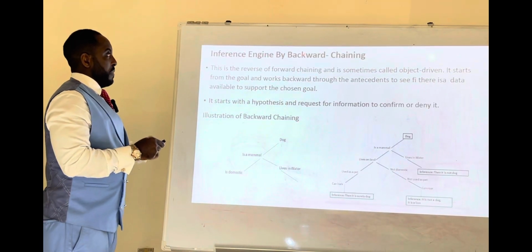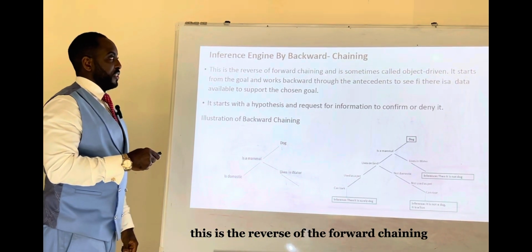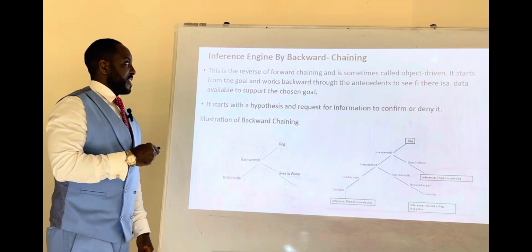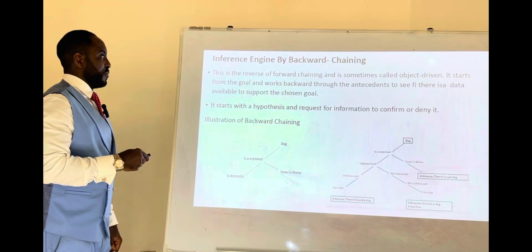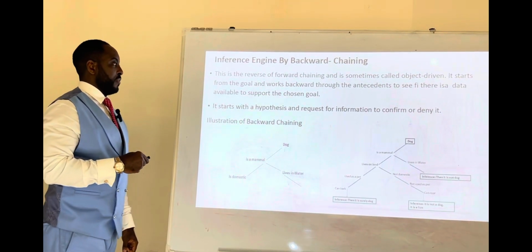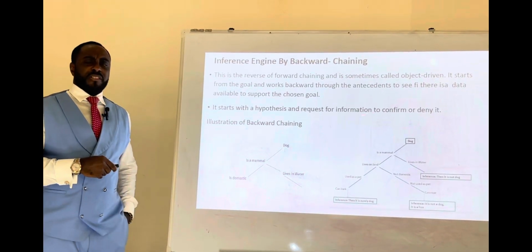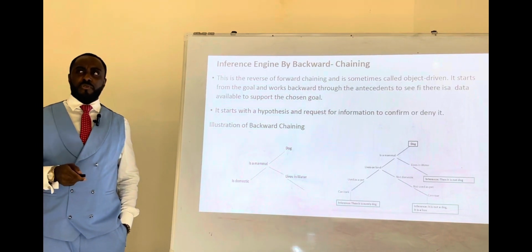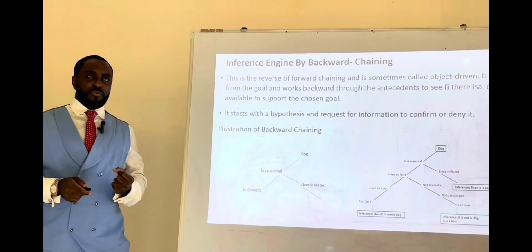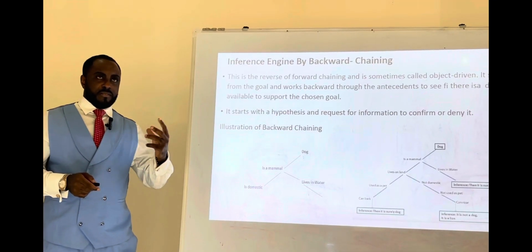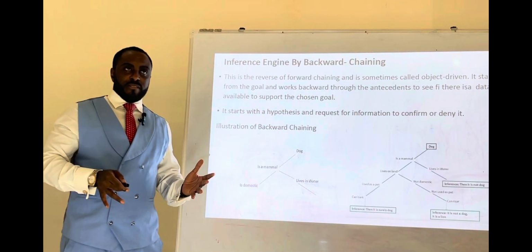Now what about backward chaining? Like I said, it is object driven or goal driven. This is the reverse of forward chaining and is sometimes called object driven. It starts from the goal and works backwards through the antecedents to see if there is data available to support the chosen goal. It starts with a hypothesis and requests information to confirm or deny it. So an illustration: you come around to me and I say, oh, you have fever. After I've already assumed that you have fever, then I start calling out the attributes. Are you stooling? Yes. Do you have headache? Yes. Do you have loss of appetite? Yes. Then you have fever.